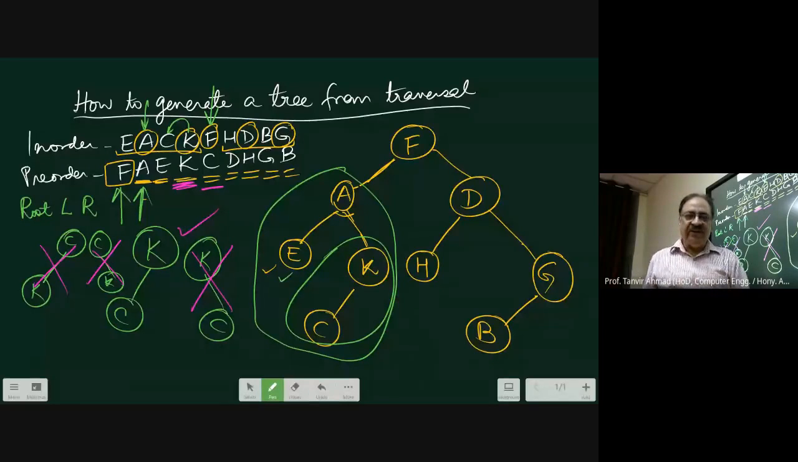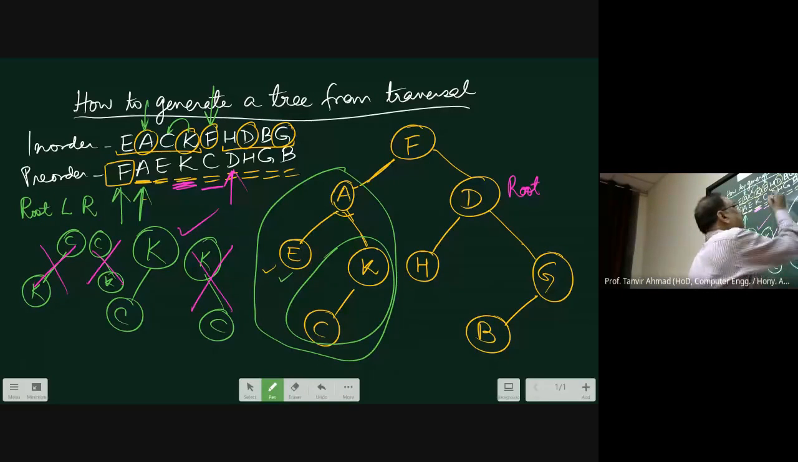Now, similarly, come to the right-hand side. You find that HDBG is on the right-hand side of F. But if you find over here that firstly D will come, it means D is the root. Root of what? That subtree. Then you find H is coming. And H is the right of D by this one. It means that H will be here. Then G is coming. Now G will become this.